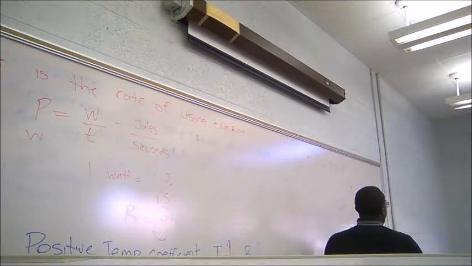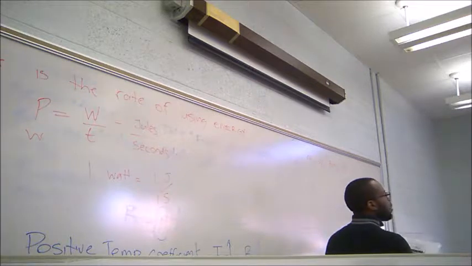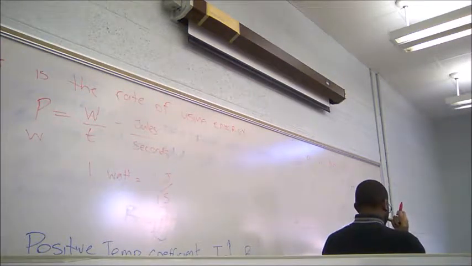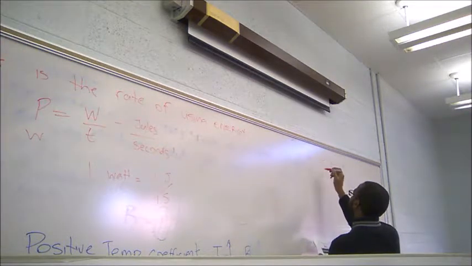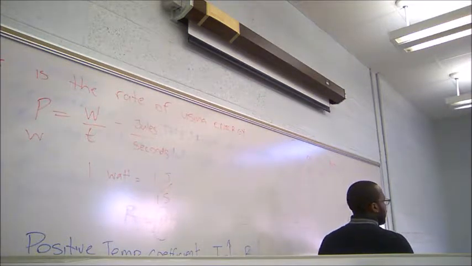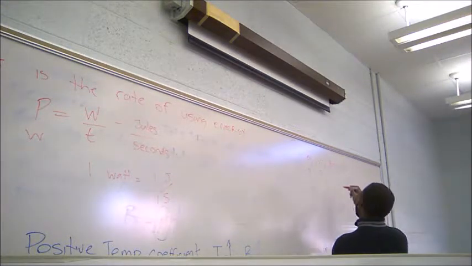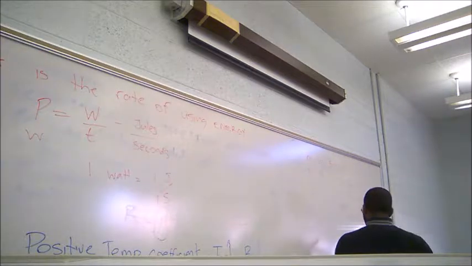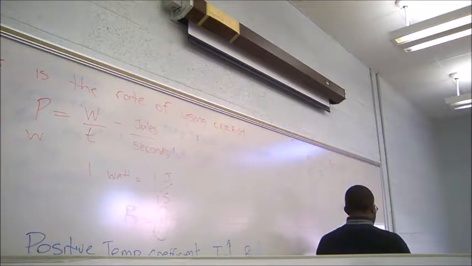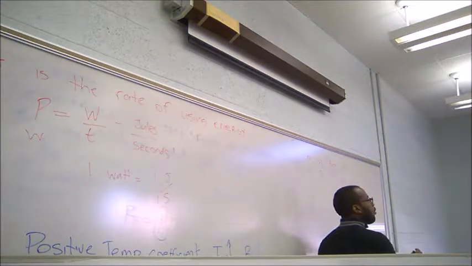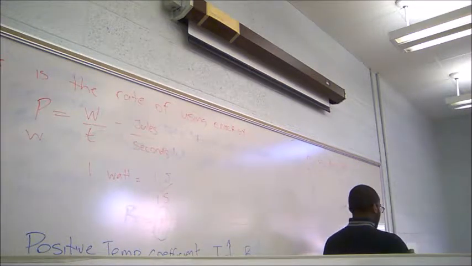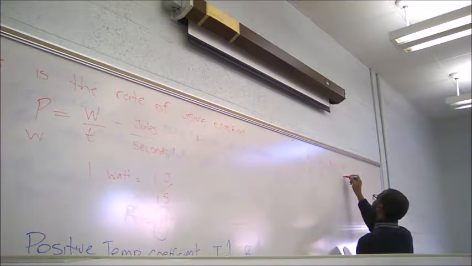What does orange mean? What digit is orange represented? 3. Okay, so we have 3 again. What does brown represent? 1. And what does gold represent? 5%. The fourth band is the tolerance, so gold represents plus or minus 5%.